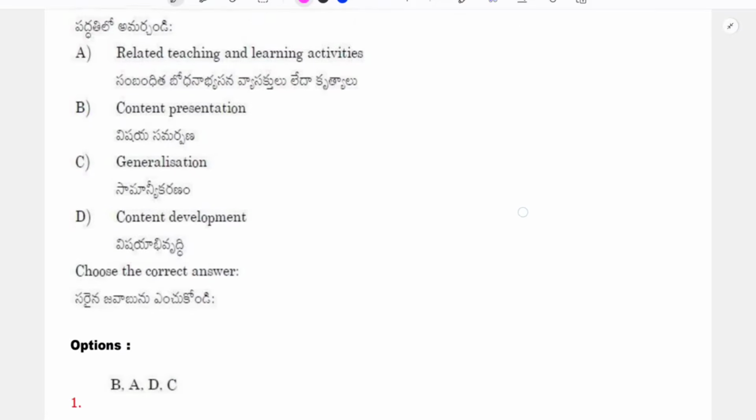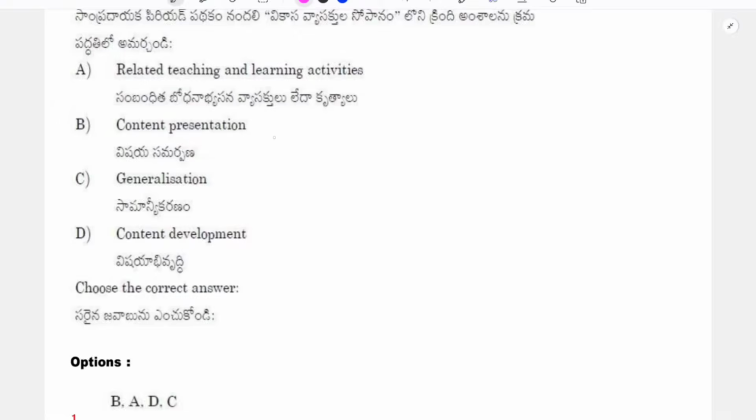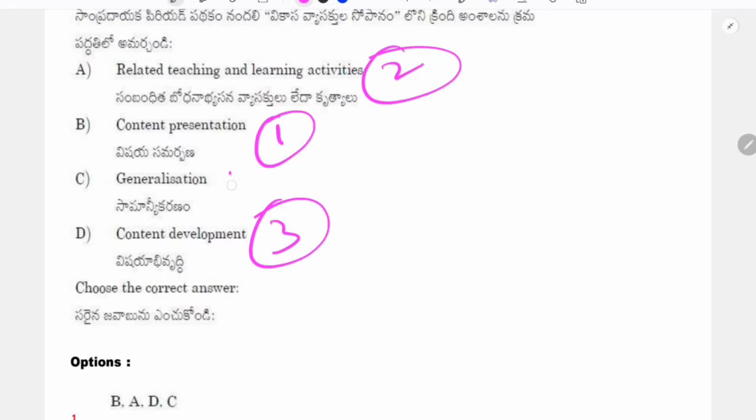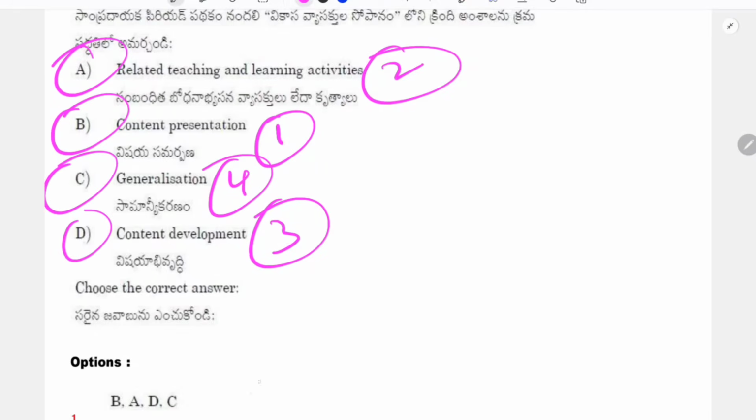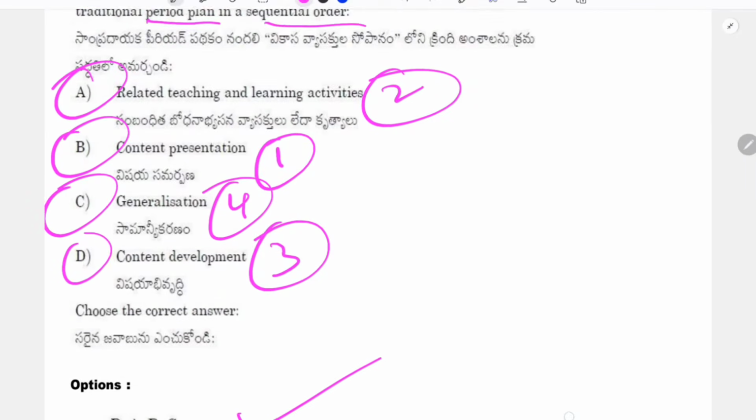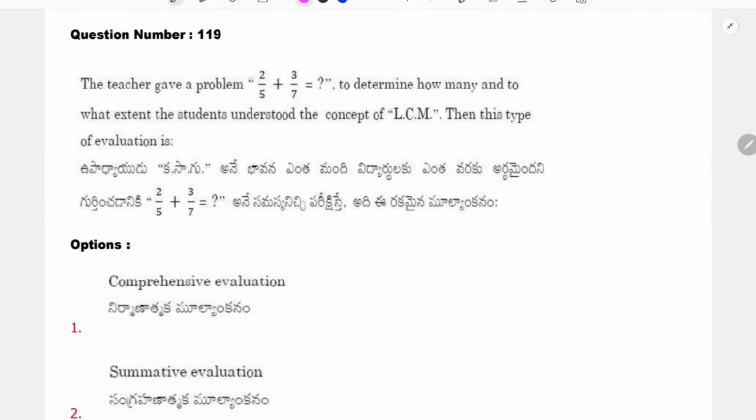So first what will we do? Content presentation. This is the first one. Then related teaching and learning activities. Then content development is third and fourth is generalization. So how are we getting it? B, A, then followed by D and C. So this is the correct answer. Anyway, you have to know all these things.